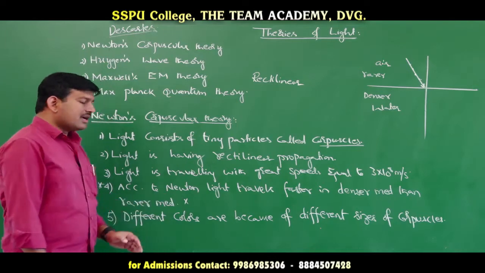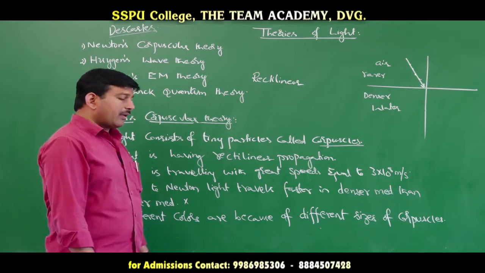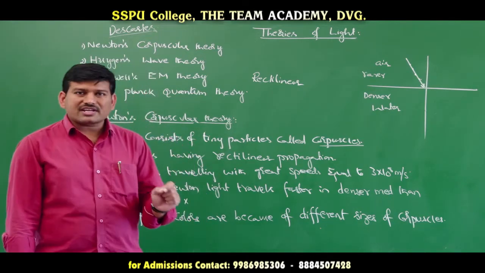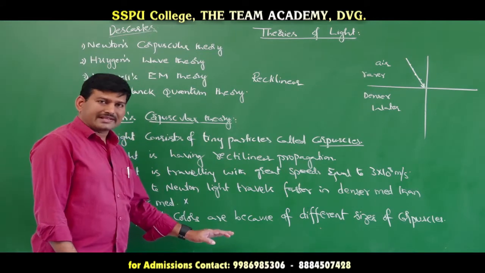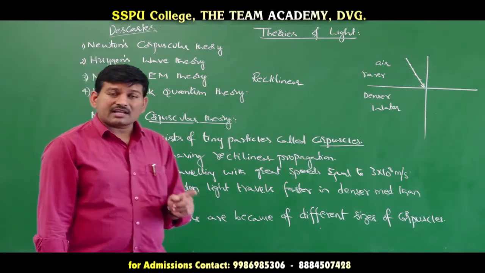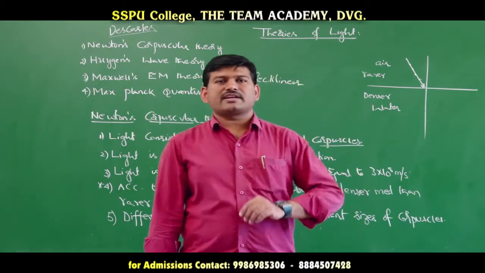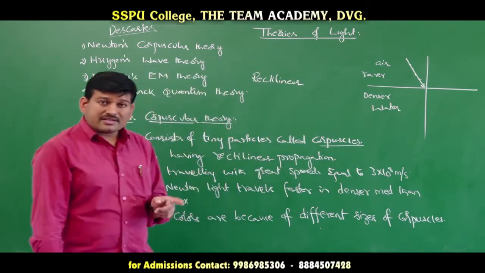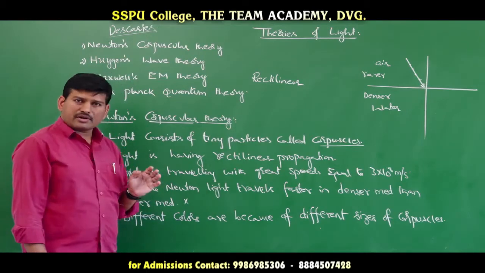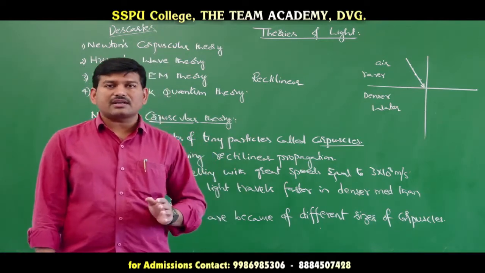And he said that different colors are because of different sizes of the corpuscles, but in reality different colors are because of different frequencies, and each color is associated with a particular wavelength. So color is not because of wavelength. We might feel that color is because of wavelength. The reason for color is not the wavelength, but every color is associated with a particular wavelength. So the reason for color is the frequency. Color is due to frequency, but each color is associated with a particular wavelength.